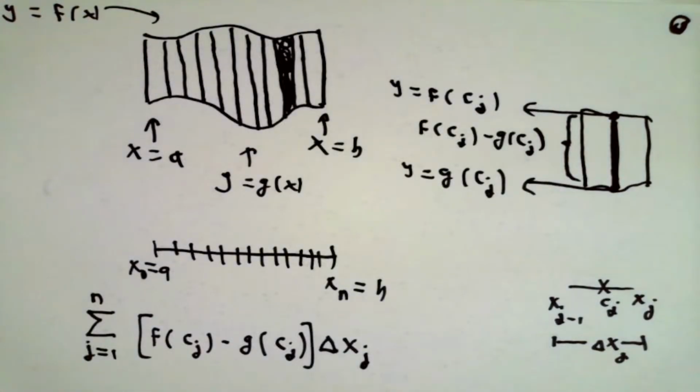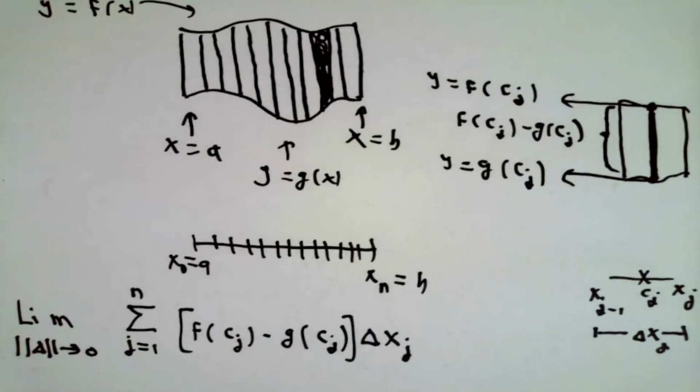To approximate the area between the two curves all the way from x equal a to x equal b, I'll just add up all of the estimates of areas of these nearly rectangular regions and get the sum, j equal 1 to n, f of cj minus g of cj times delta x number j. This is only an approximation though, but as I make all of the delta x's smaller, we expect the approximations to become better.